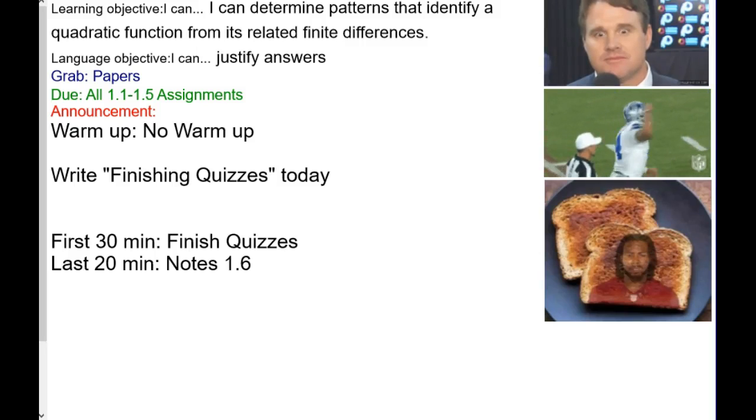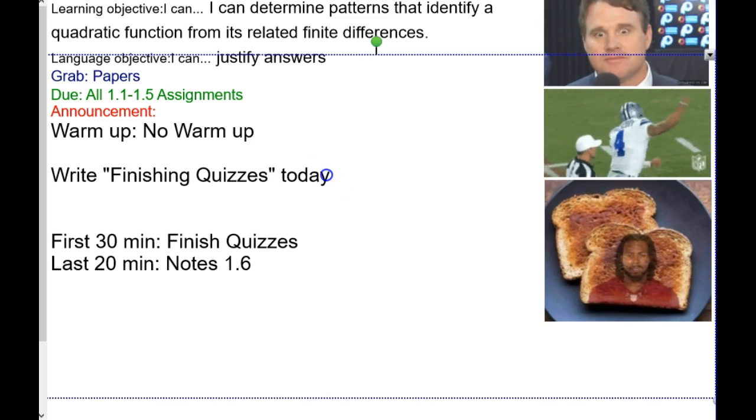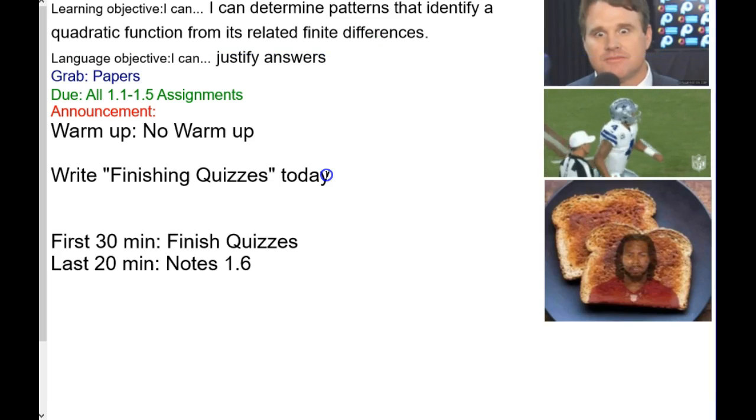Alright, if you did not finish your quiz, you can keep working on it, but we're going to move on to 1.6 notes. And make sure on your warm-up you put finishing quizzes today. We didn't do a warm-up today because I want to make sure that I have as much time to finish as possible, but we do need to spend the last 20 minutes on notes 1.6, which should be in front of you, okay? So if you don't have it, I'll get it to you.